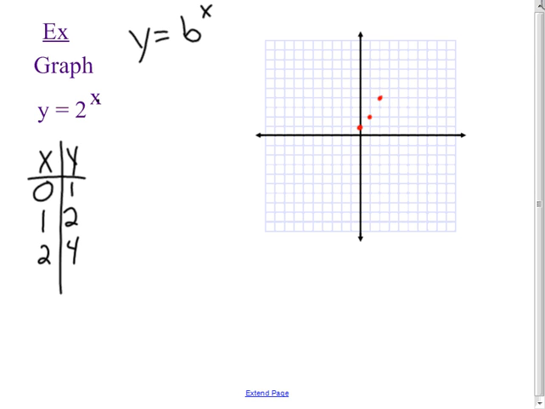I know there's an asymptote always. This is my parent. It has not shifted anywhere. So I have a horizontal asymptote at the x-axis. Horizontal asymptote at the x-axis.